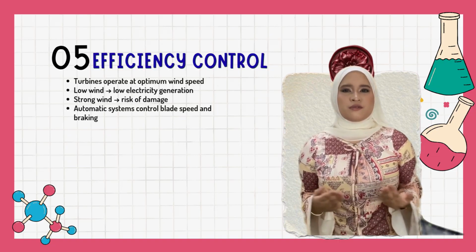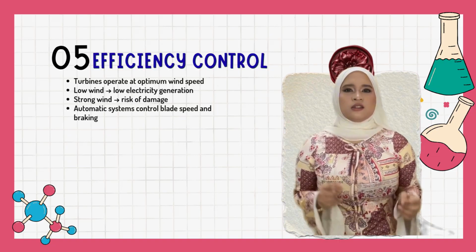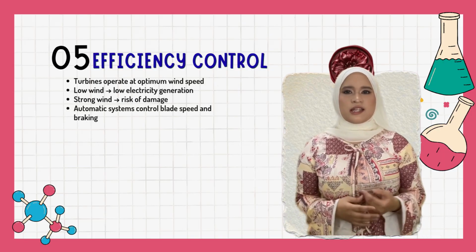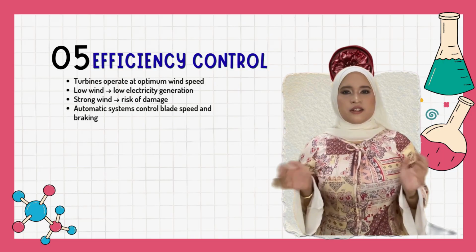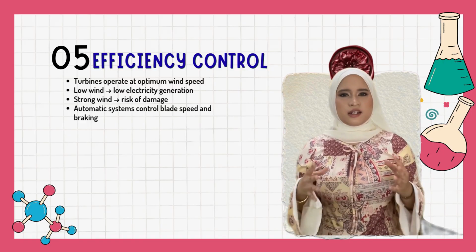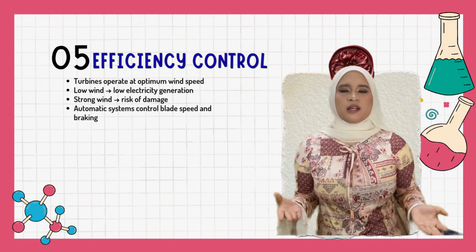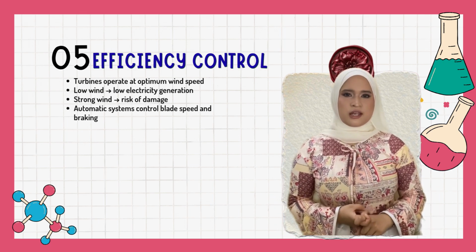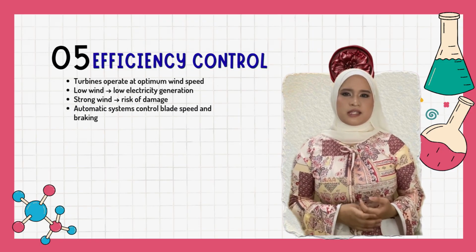Wind turbines also involve torque and rotational motion. Torque refers to the rotational force that turns the turbine rotor. Generally, stronger wind produces greater torque and higher rotational speed. However, the turbine cannot rotate too fast because excessive speed may damage the mechanical system.